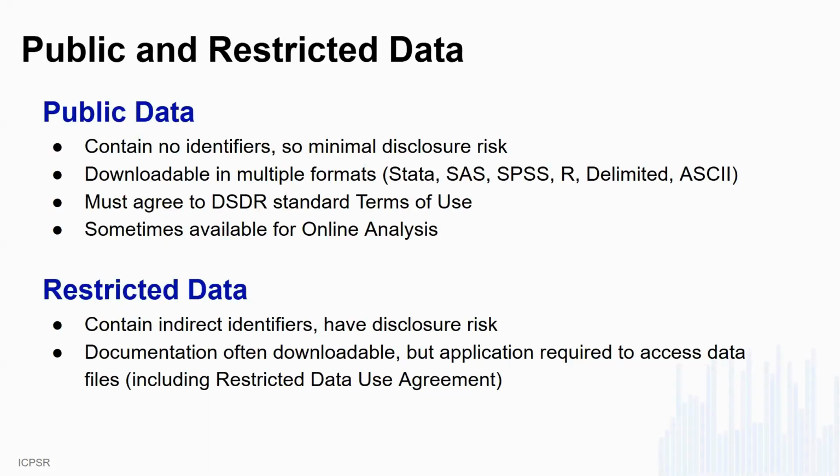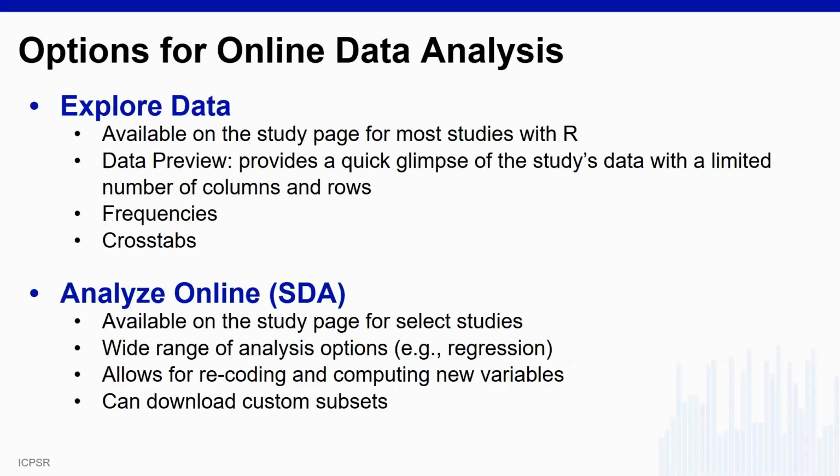There are options, as Trent alluded to earlier, for online data analysis. For many studies with public data, we have the Explore Data option. This allows for data previews, which provide a quick glimpse of the data with limited numbers of rows and columns, as well as frequencies and crosstabs. Also, we have our Analyze Online system with SDA, which is available for select studies. It allows for recoding and computing of new variables, as well as a wider range of analysis, including regressions. It also allows for the download of custom subsets.